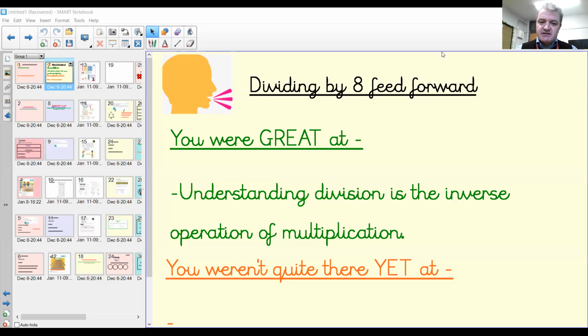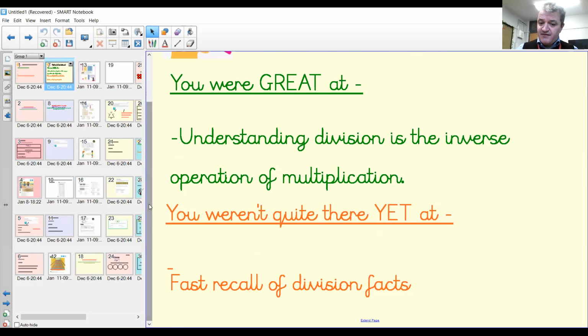Okay? There's some feedback on our division yesterday. You were great at understanding division is the inverse operation of multiplication, but recall of those division facts is really important.